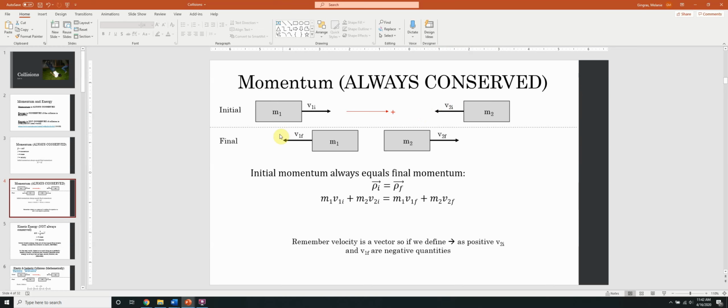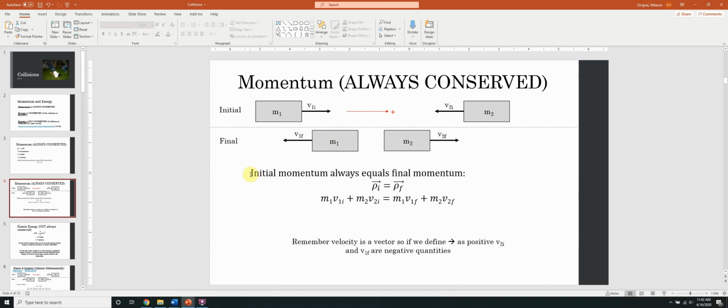Then after the collision, we can see that both masses rebound off of one another and they change direction, right? So now mass 1 is heading in the negative direction at v1 final, and mass 2 is heading in the positive direction at v2 final.